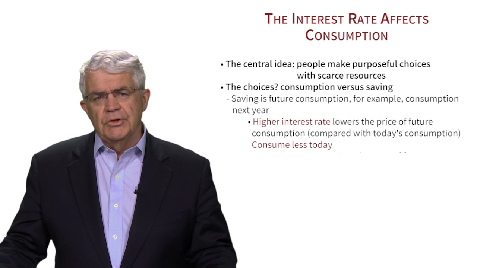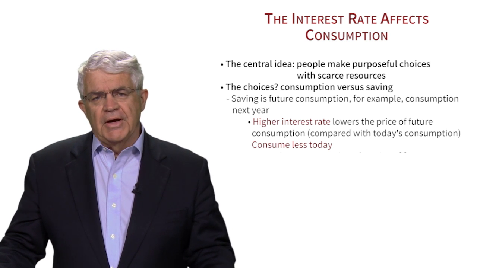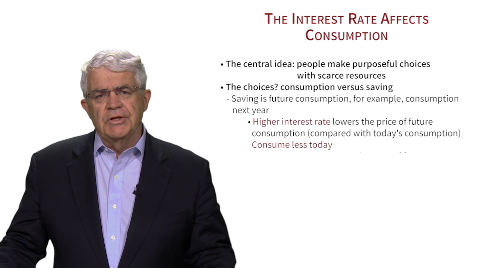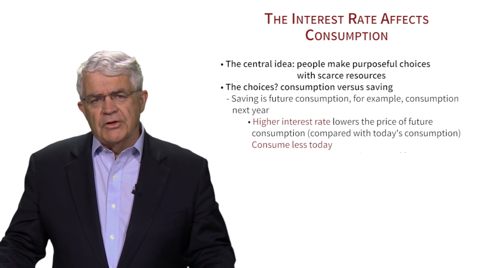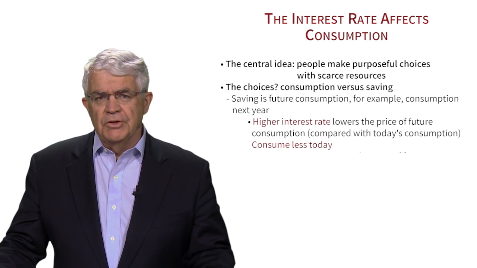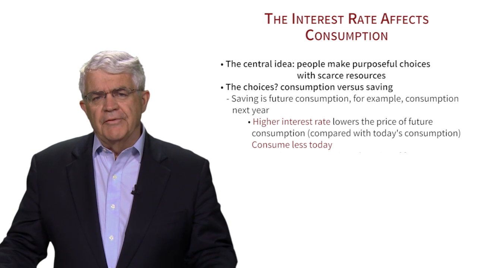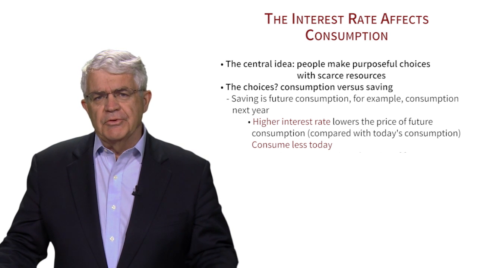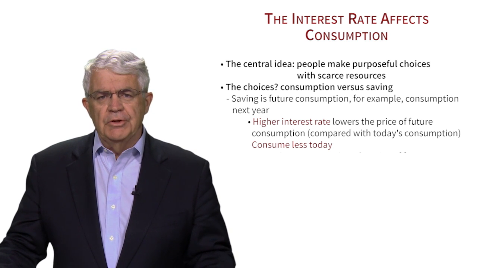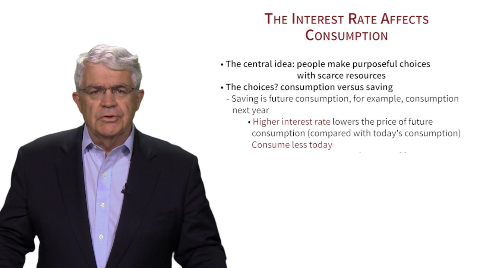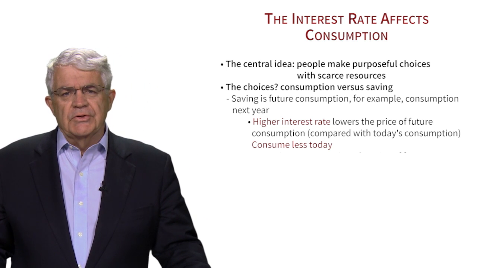You put $100 in, you get $105 out if the interest rate is 5%. But if it's 10%, you get $110 back. So that extra high interest rate, say from 5% to 10%, really lowers the price of future consumption. You can get more consumption by putting your money away if the interest rate is 10% than 5%. You get more consumption next period. So it effectively lowers the price of future consumption compared to today's consumption.